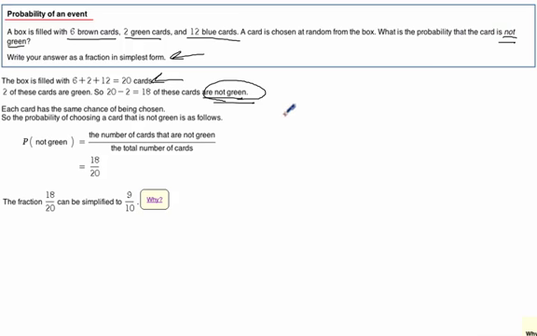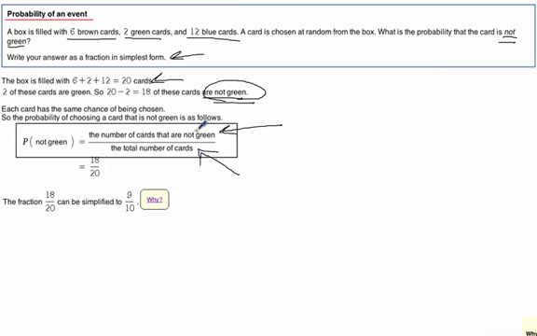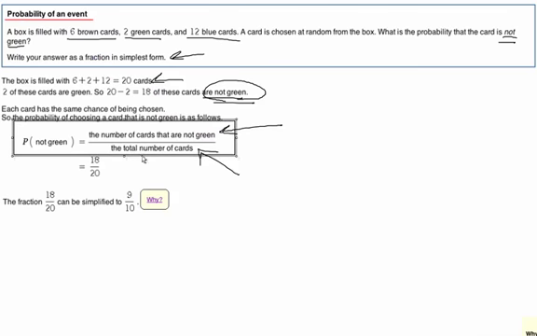We need to figure out, and this is a really important formula to understand. We always want to know what is the number of chances, or the number of items that we're looking for, over the total number. That's going to be our formula for finding that probability, right?